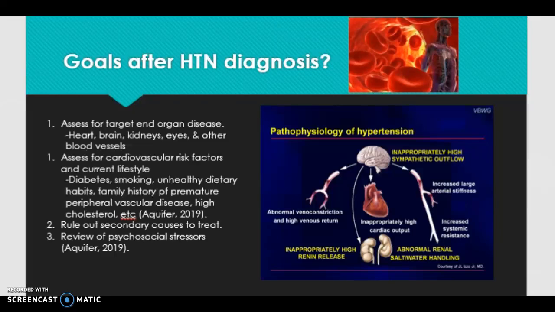Two other points I'd like to mention for goals after hypertensive diagnosis is to keep reviewing the psychosocial stressors that a patient may be going through, seeing if there is a time in their life when they're very stressed out and their high blood pressure is out of control. It's important to educate the patient to develop some better coping mechanisms and relieve some stress, as this isn't going to help their hypertensive issue. If a secondary cause of hypertension is not initially found, when it is found, it is vital to treat that.